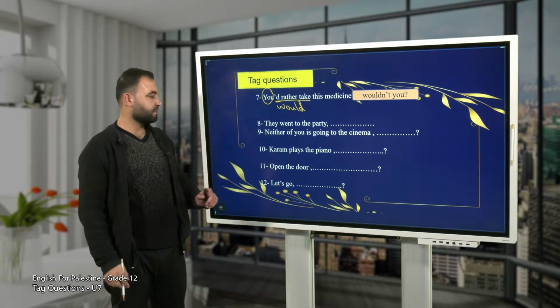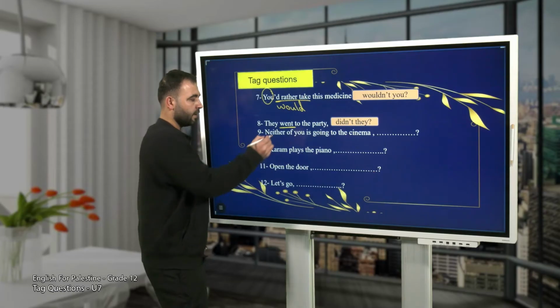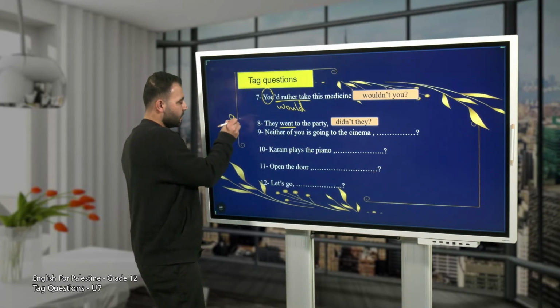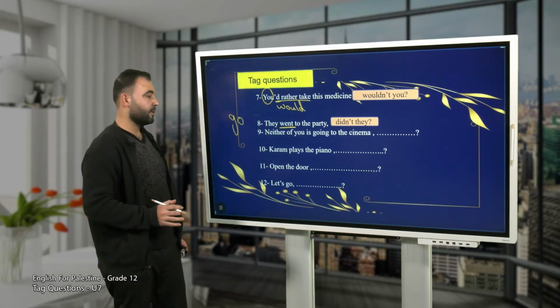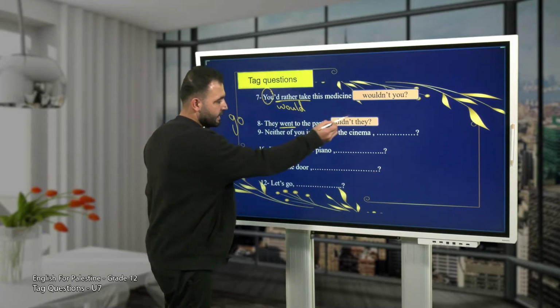Number 8. They went to the party. They went. Didn't they? Why? Here, went. It's the past form of what? Of the verb go, and it's an irregular verb in the past. They went to the party, didn't they?